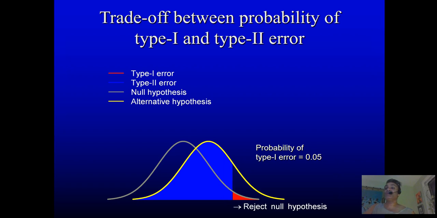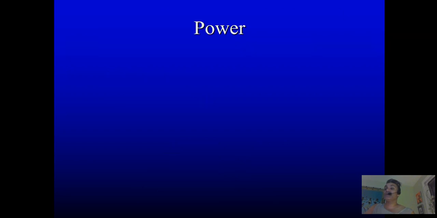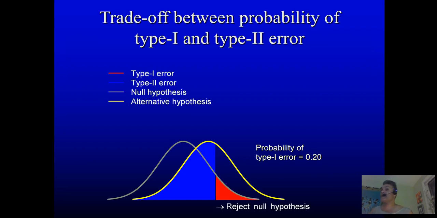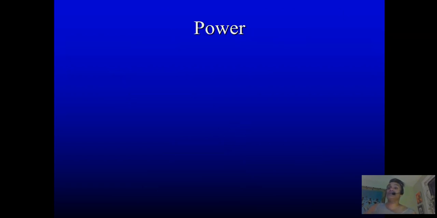As I shift my expectations, there's a trade-off. So I can say I want to really minimize my probability of failing to reject the null. But if I do so, I run the risk of increasing the other type of error. So there's a trade-off, right? And we make a decision about how much of one versus how much of the other.